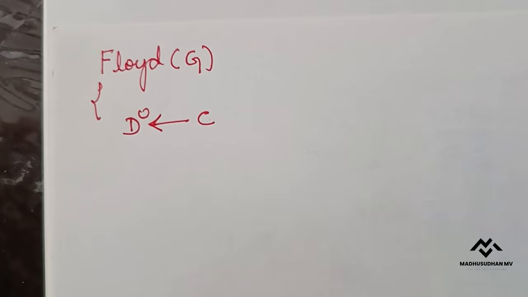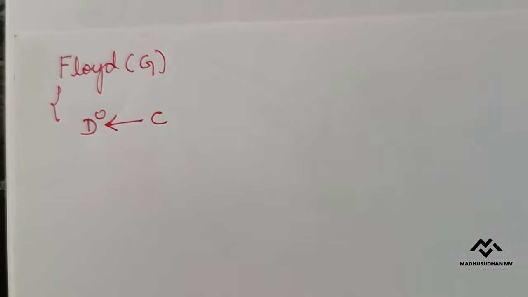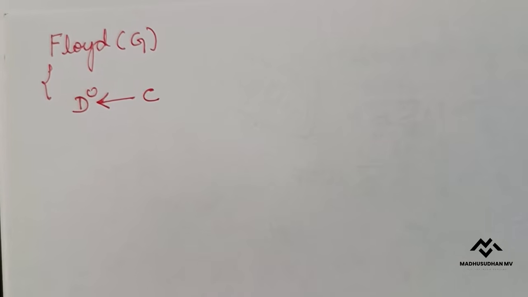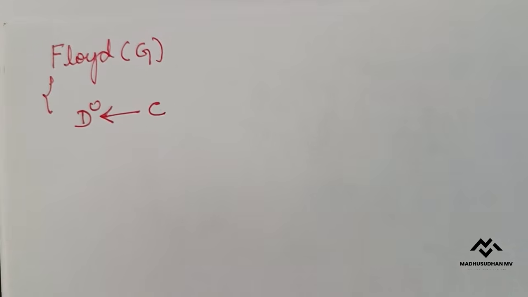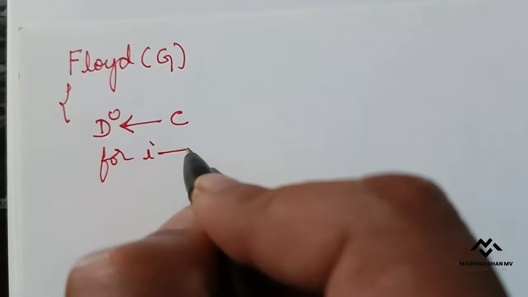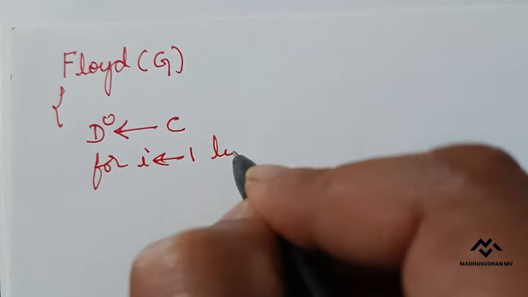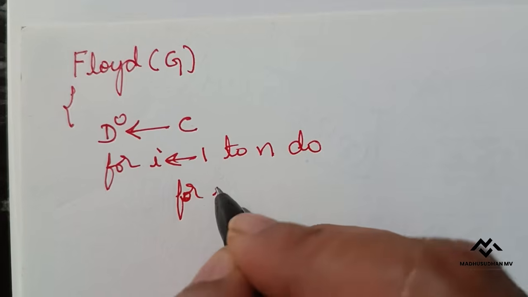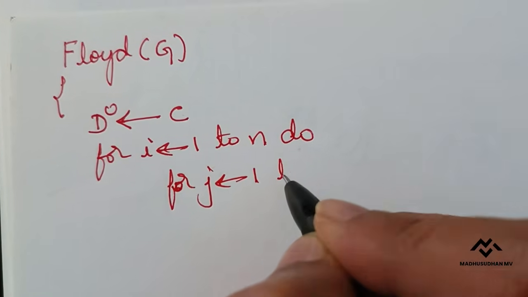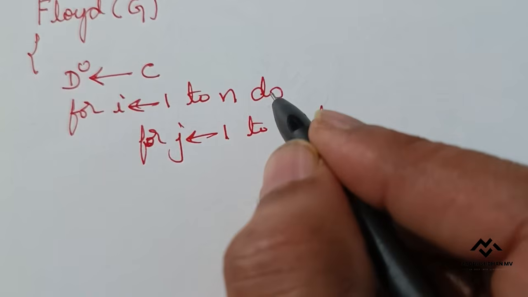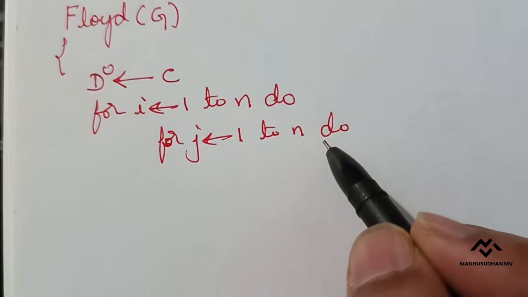Next, we did operations on the columns and rows. Whenever we are doing any operation on the matrix, we have to use 2 for loops, one for the row and one for the column. So I will write: for i = 1 to n (number of nodes) do, for j = 1 to n do. The ith for loop is for the row and the jth for loop is for the column.